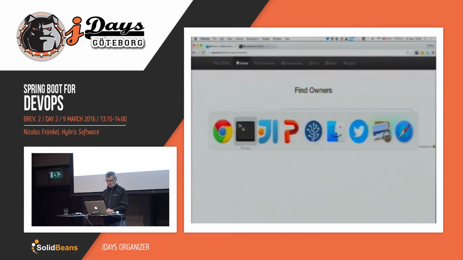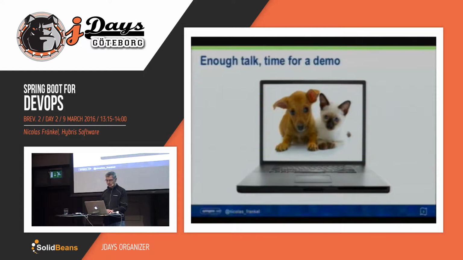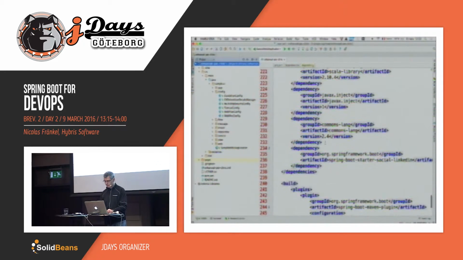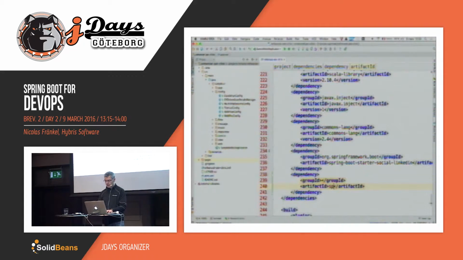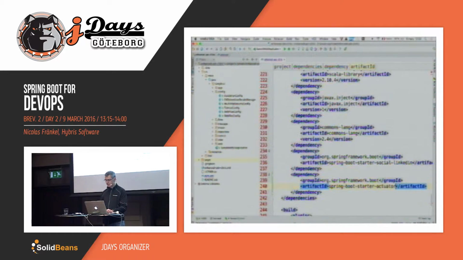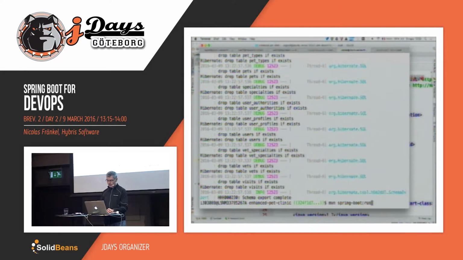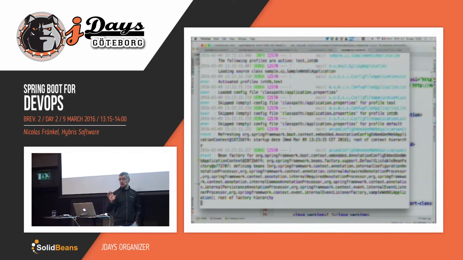If you have to remember something about this talk, it is about what I'm going to do right now. I will add a new dependency, the Spring Boot starter actuator dependency. I don't need to specify the version because I'm using the Spring Boot parent POM. And if I rerun it, everything that I told you about will appear magically.